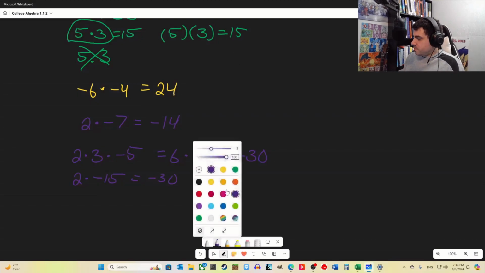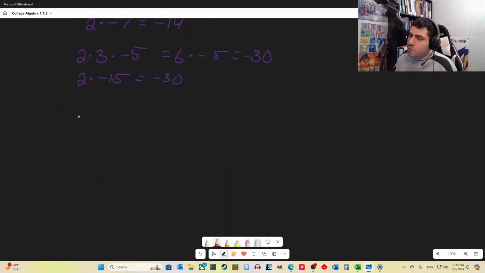Let's pull out orange. Let's say we have -1 times 4 times -3. Now, no matter what happens, if you have two negative numbers, it doesn't matter how many numbers are being multiplied together. If two of those numbers are negative, you will end up with a positive number. So let's find out. -1 times 4 is equal to -4. -4 times -3 is equal to +12.